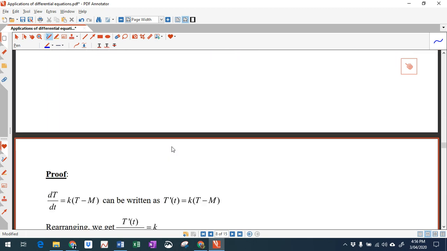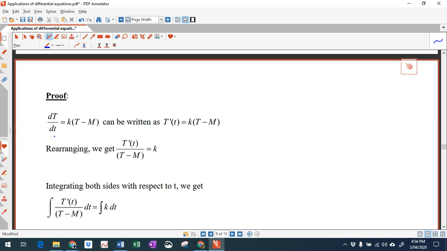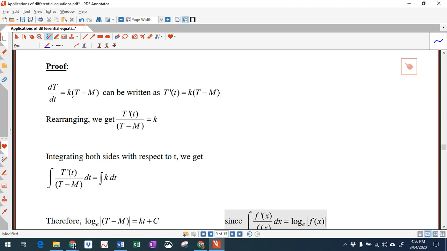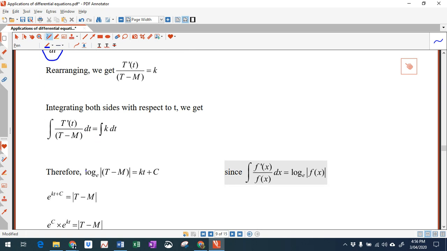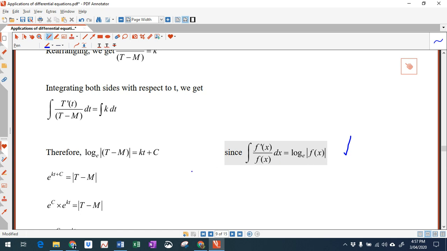Now let's have a look at a proof of this formula. So you've got dT/dt = k(T - M). We can write dT/dt as T'(t), and then make k the subject of the formula. If I've got the T terms on the left side, I can now integrate both sides with respect to t. That gives me the log of the absolute value of T - M equals kt + c. Now remember the formula that we used to integrate to get that result.